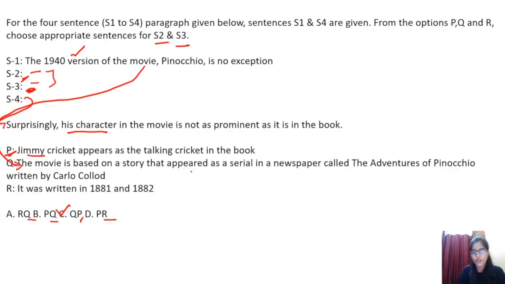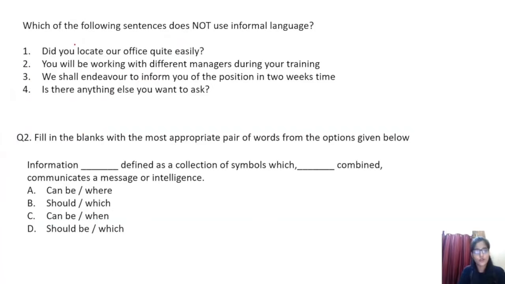So the movie is based on a story that appeared as a serial in a newspaper called The Adventures of Pinocchio, written by Carlo Collodi. Then this Jimmy part will come and then the S4 is given to you. Right, so this is how you can solve this question. Try to relate. They are really, really easy. If you are aware of these sort of things which I just mentioned, then you'll easily be able to solve them. Let's move to the next question now.